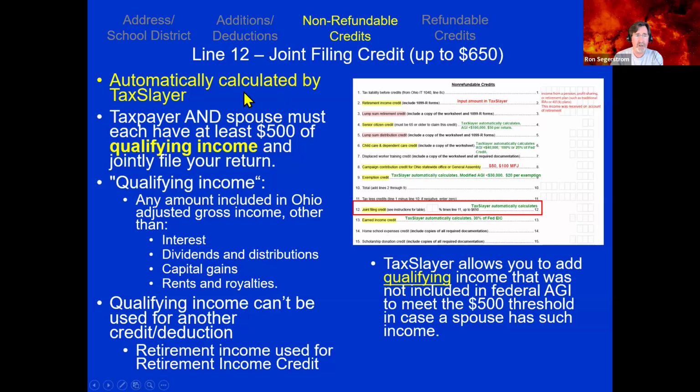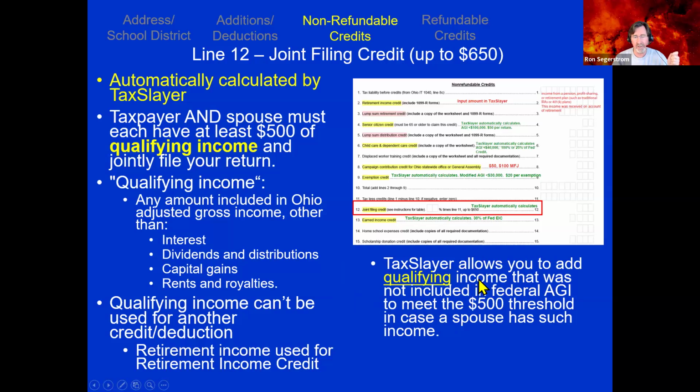Okay, so the joint filing credit is automatically calculated by TaxSlayer. It's if both taxpayer and spouse have at least $500 of qualifying income, which ultimately turns out to be earned income, because interest income, dividends, distributions, capital gains, rents, and royalties don't count. Other qualifying income that has not been used, like, for example, retirement income not used for the retirement income credit, could be used to calculate the joint filing credit.